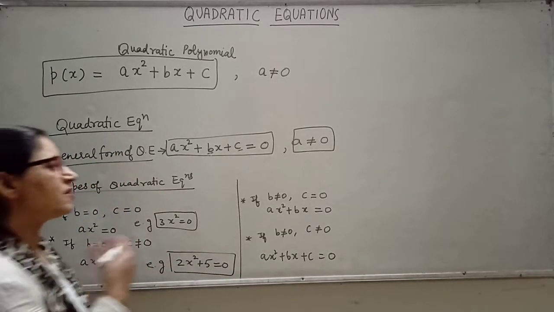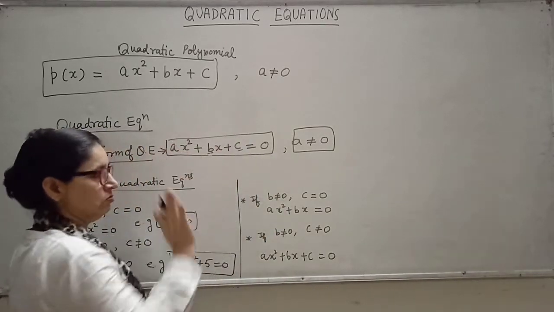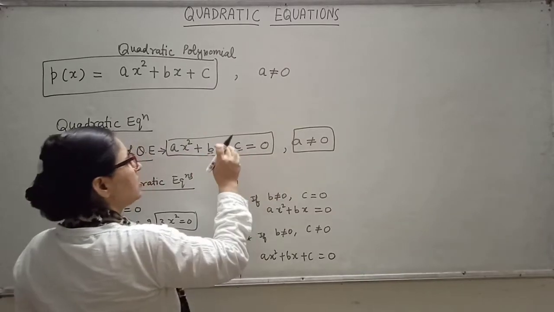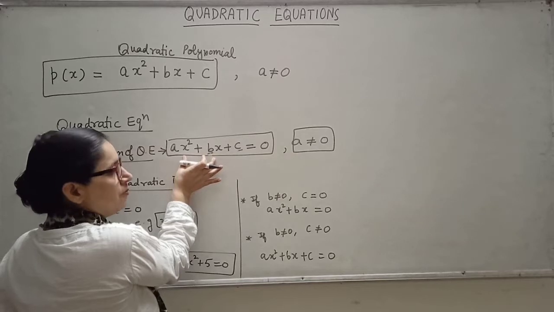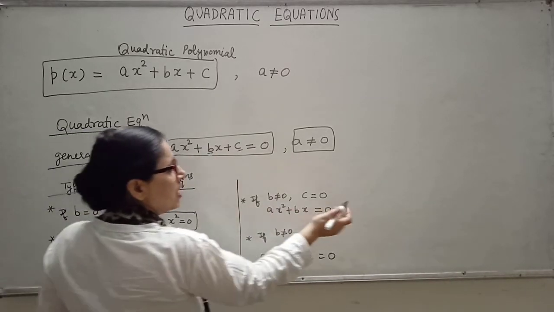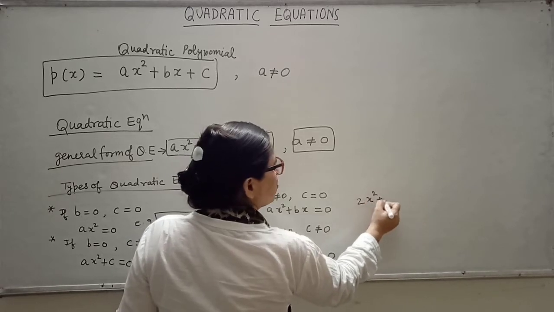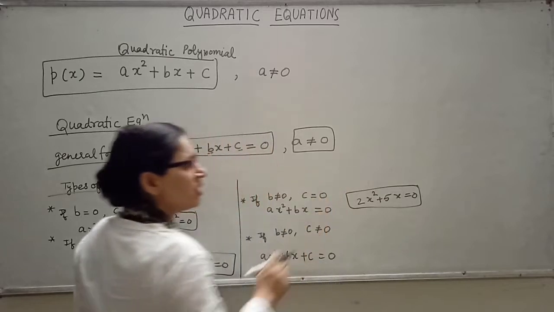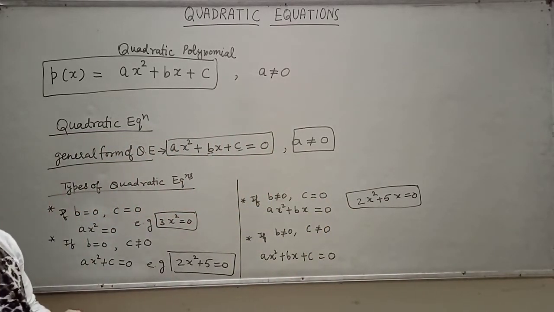Now come to the next type, where b is not equal to 0 and c is 0. Now this is not 0, this is 0. So in this case, c will be removed. Only this will be left: ax square plus bx equal to 0. For example, 2x square plus 5x equal to 0. Again, the highest power you can see here is 2. So this is also a quadratic equation.